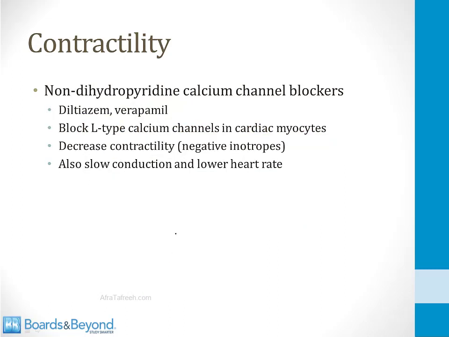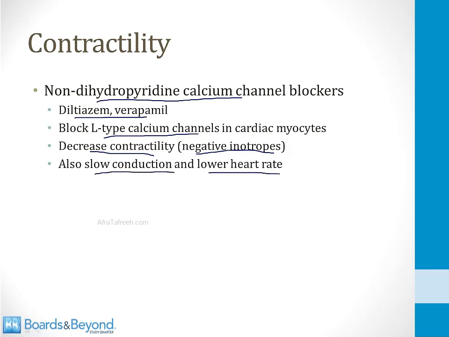So if you understand that, then it's very easy to understand what the non-dihydropyridine calcium channel blockers do to cardiac myocytes. These are drugs like diltiazem and verapamil, and as I told you before, these are the drugs that block the L-type calcium channels in cardiac myocytes. They will decrease contractility because they block calcium entry into the cell. Therefore, they are negative inotropes on the heart. They also have properties that allow them to slow conduction and lower heart rate. This is because of effects they have on cardiac pacemaker cells.